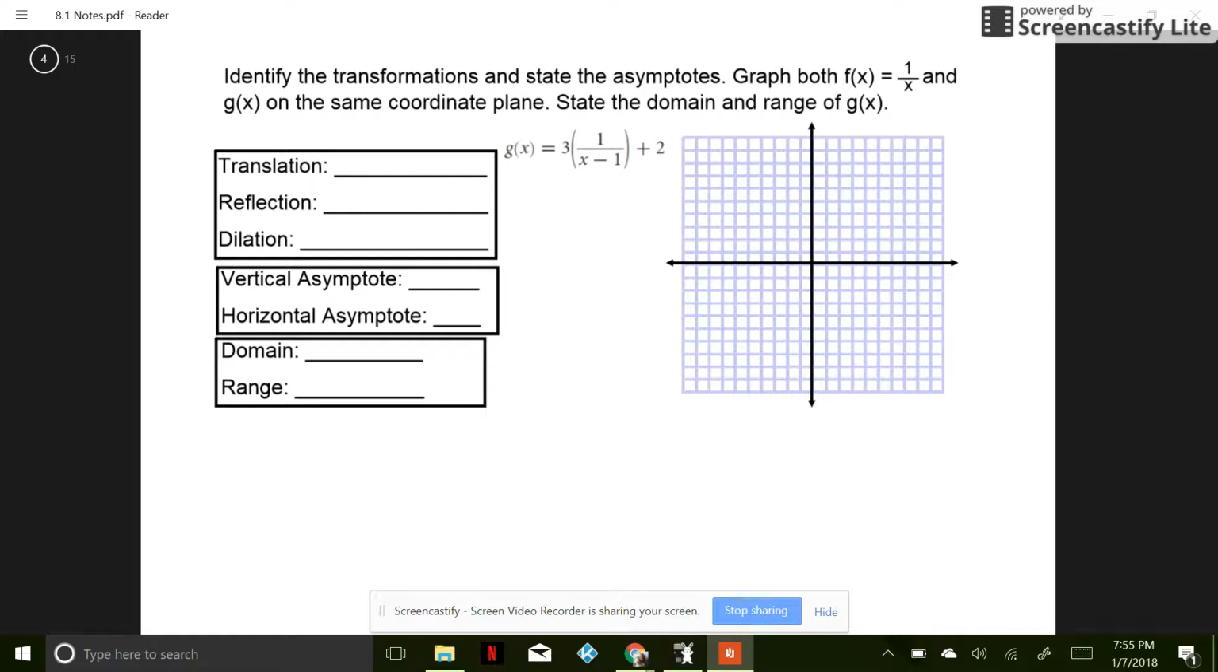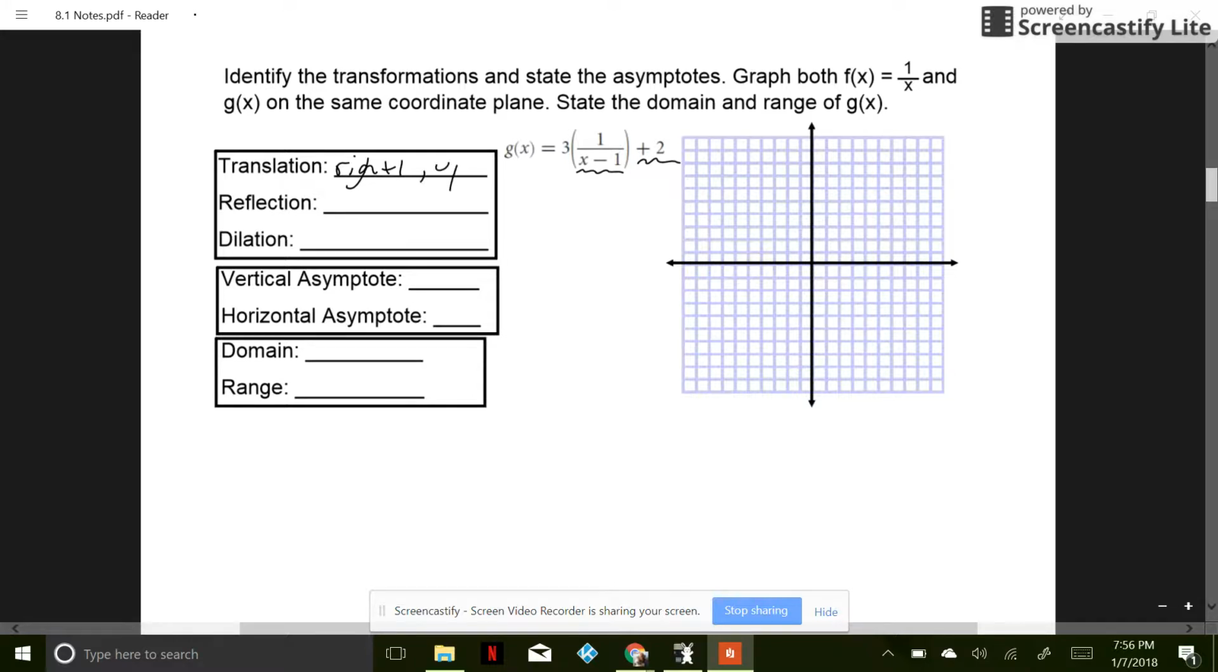First thing to look for are the translations. So where are we shifting, left or right? In the denominator, that's what's telling us our horizontal shifts. Since it's a -1, we're actually moving to the right one. That's the one that's kind of backwards in our mind. Then outside the function is telling us where we're shifting up or down. Because it's addition, we're going up 2.